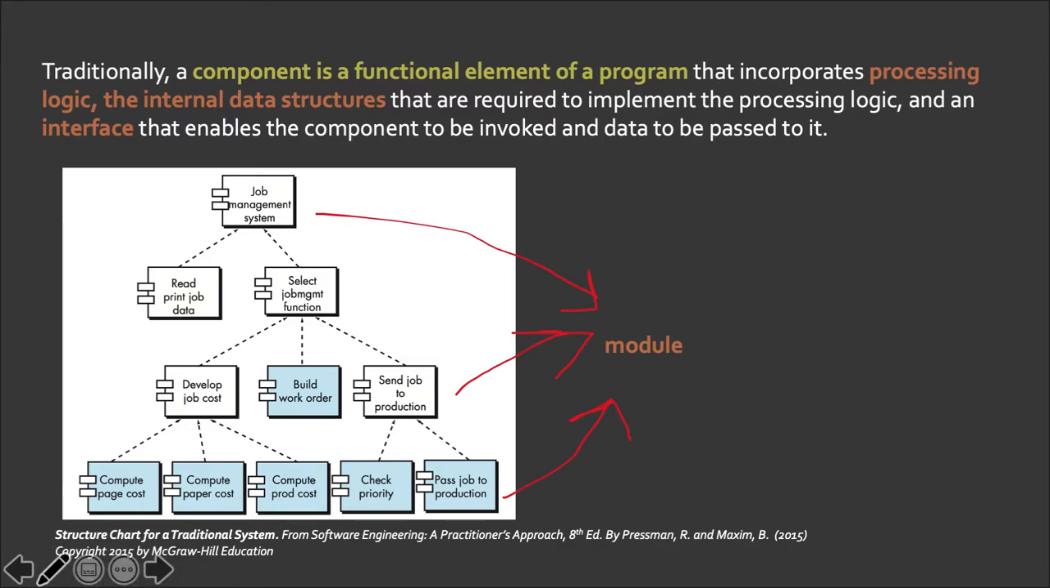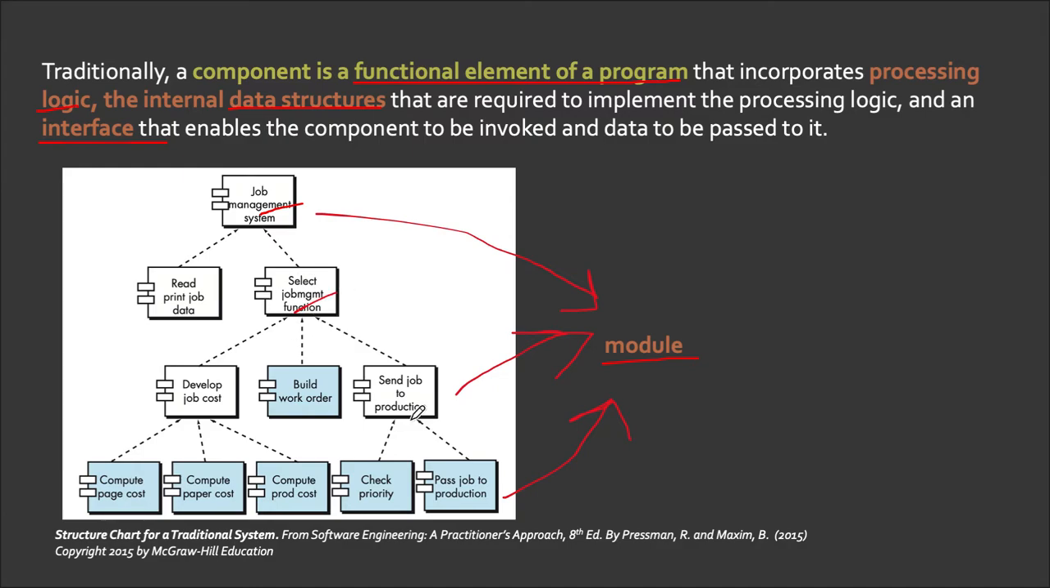Alternatively, in a procedural context, a component is a functional element of a program that incorporates processing logic, the internal data structures required to implement the processing logic, and the interface that enables the component to be invoked and the data to be passed to it. We were talking about components earlier, right? The module is our component. You can see it in the figure on my slide: we have a print job management system, and it has its own modules.